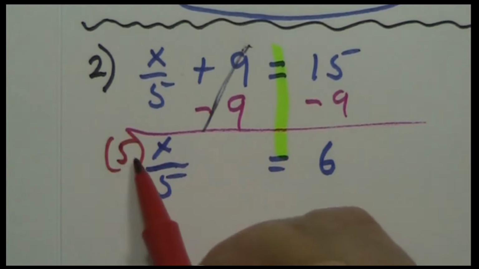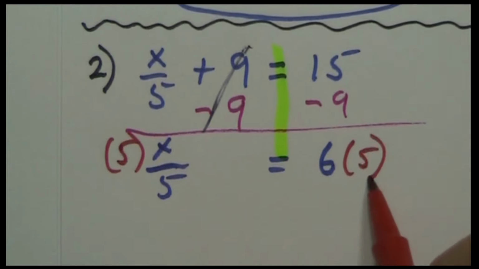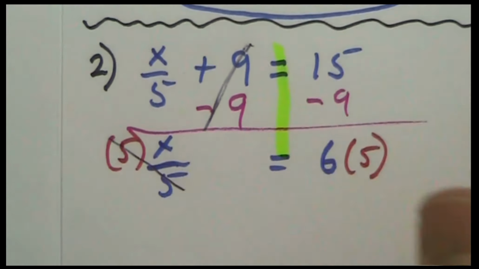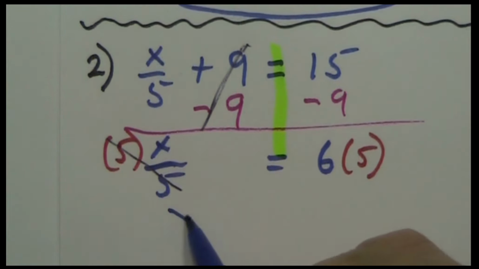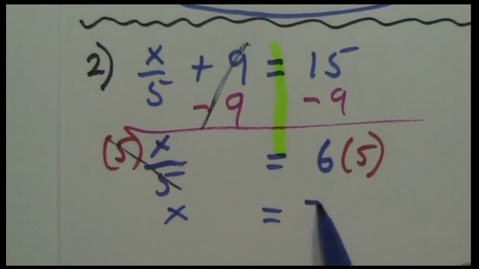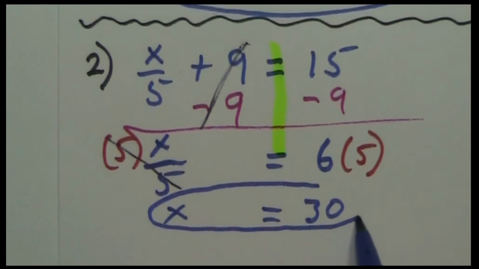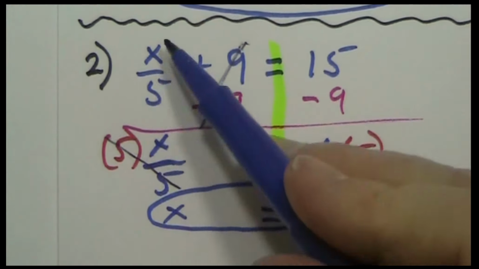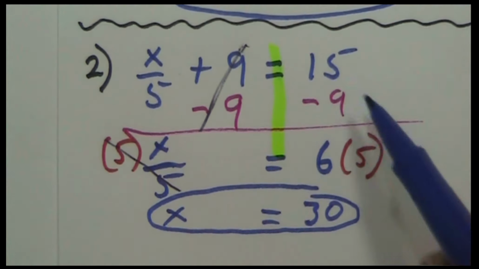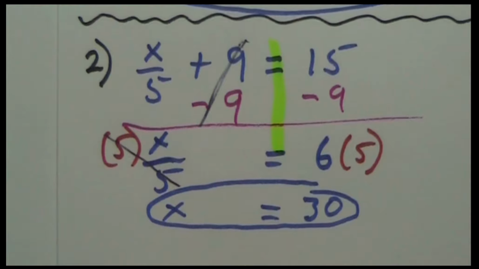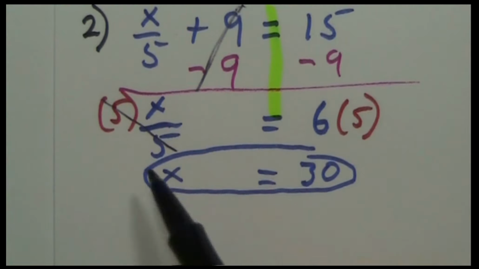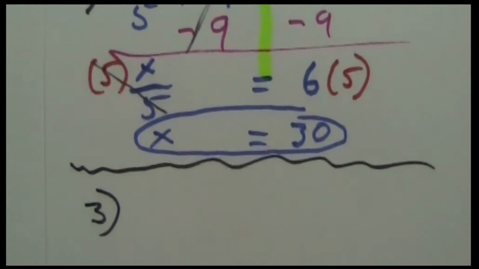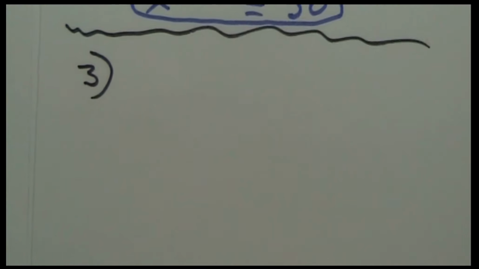This is divide by 5, so I'll multiply by the same number, but I have to do it to both sides. You can see that these will reduce to just 1, and you're left with 1x. 6 times 5 is 30. And if you put 30 in there, 30 divided by 5 is 6. 6 plus 9 is 15. It does work. Number 3.